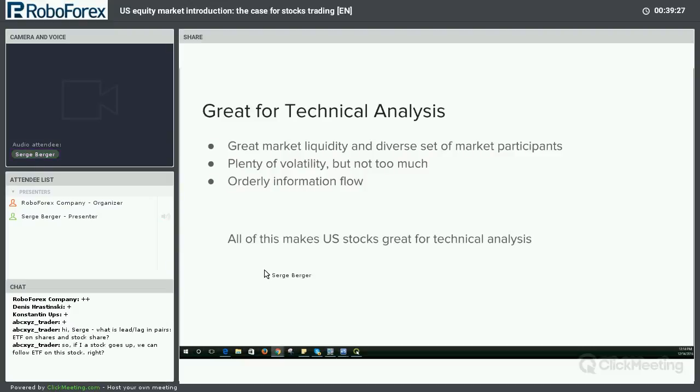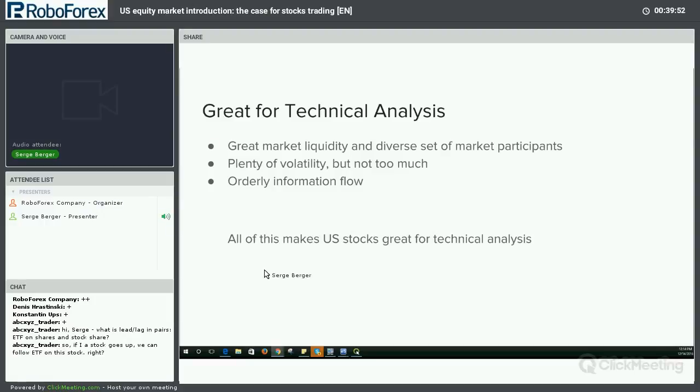Technical analysis works if you have enough volatility, but not too much. That's what I think happens a lot in currencies: volatility sometimes gets to be too much, and then technical analysis stops working.